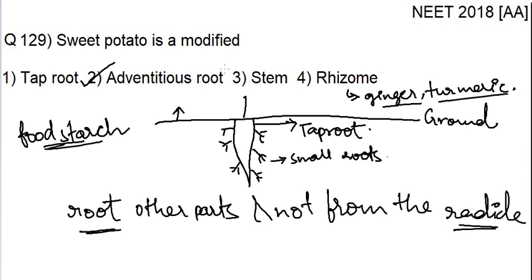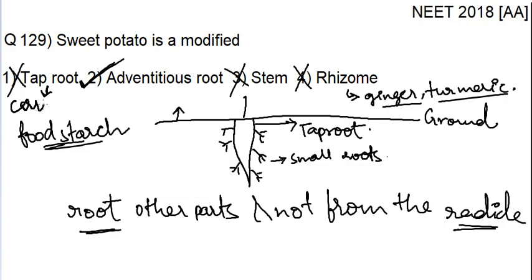So this is not the answer. This is not the answer. This is also not the answer. The correct option is adventitious roots. Let's discuss the example of taproot as well, because this can be a possible question for your next year.